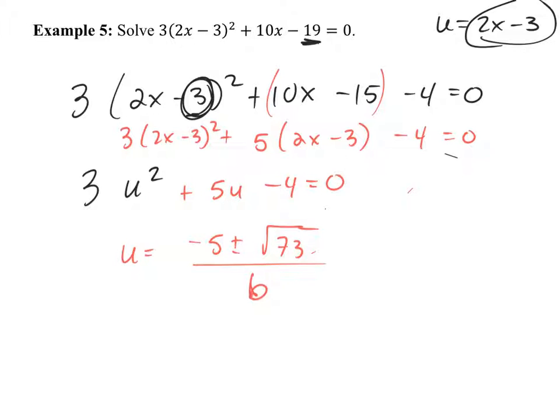So this is one of the times where you probably want to get approximations. Approximately, this is 0.59 or negative 2.26. That's a lot easier to work with, isn't it? Take those numbers now and set them equal to 2x minus 3.